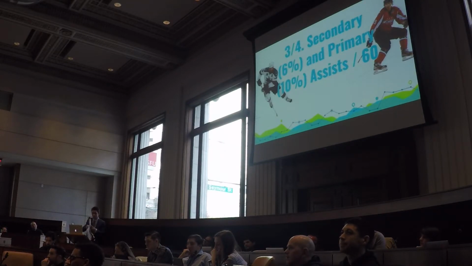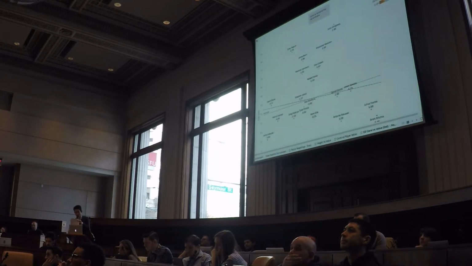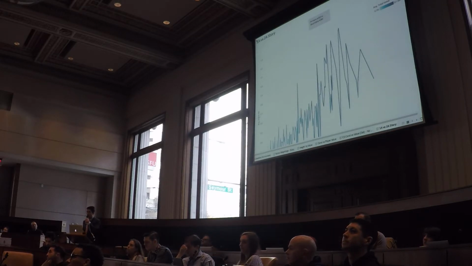So after that, we have primary and secondary assists weighted at 10% and 6% respectively. This is pretty self-explanatory as to why it needs to be included, so I'm not going to get into it all that much, but it makes sense that primary assists are weighted more than secondary assists, and you can see there's a positive correlation between the two stats.